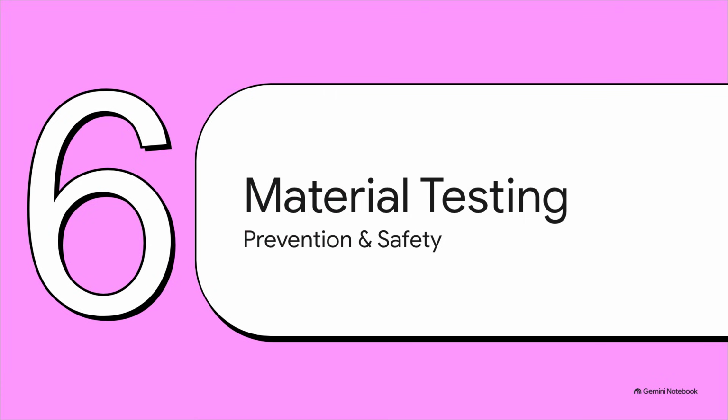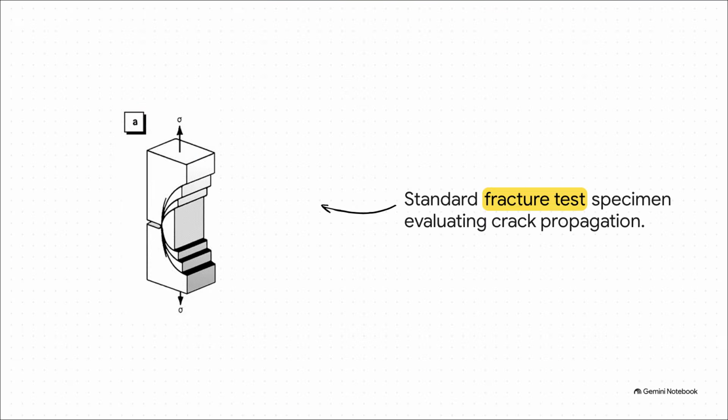Part 6. Material testing and prevention. Safety in the real world. So how do we guarantee the materials we're using actually match these mathematical theories? We can't just blindly trust blackboard equations. We have to physically break things in the lab under highly controlled conditions.